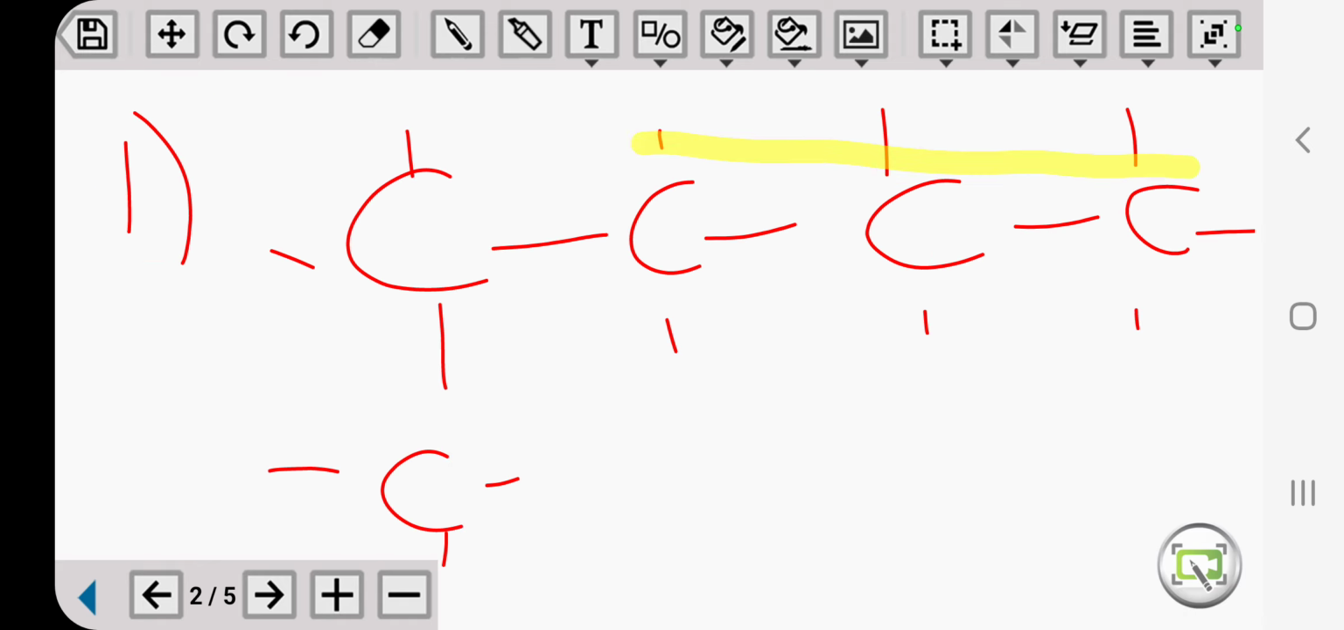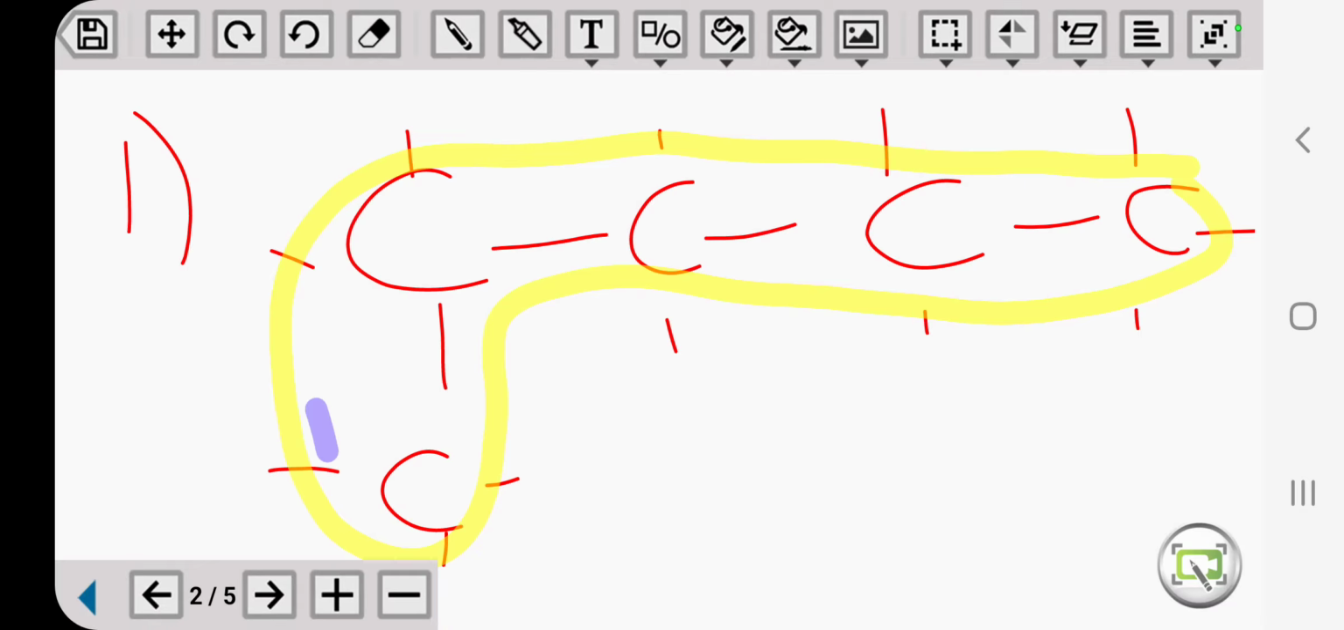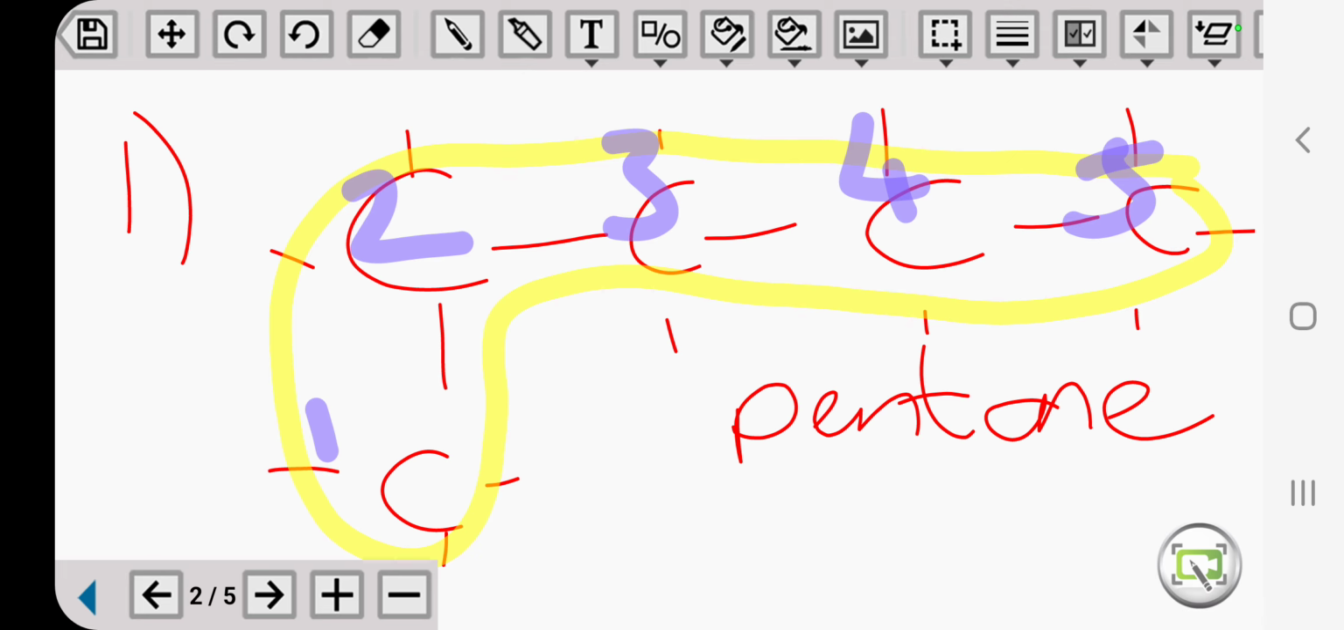So we start off by circling the longest carbon chain, and we need to number them. Just get into the habit of numbering all of them anyways, even if it is an alkane. So this one will be pentane, pentane. Next one.